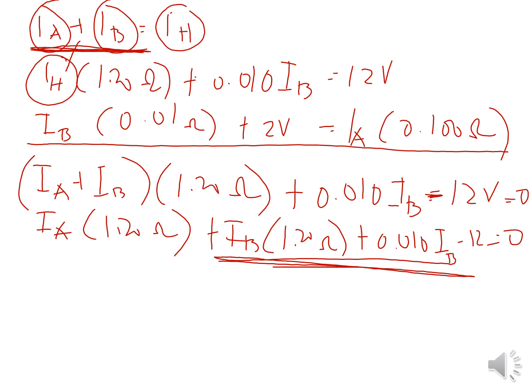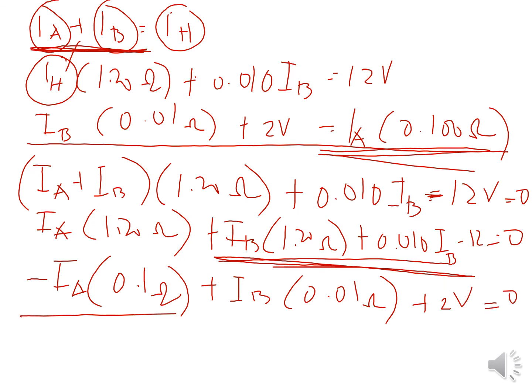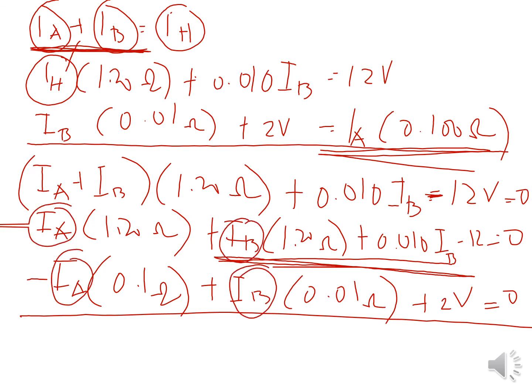So therefore that can also be written as negative IA multiplied by 0.1 ohms, then plus IB times 0.01 ohms, and then plus 2 volts equal to 0. So you have here two equations. As you can see, guys, you have here IA and IB. You have two variables and two equations, so you can compute for the two variables.